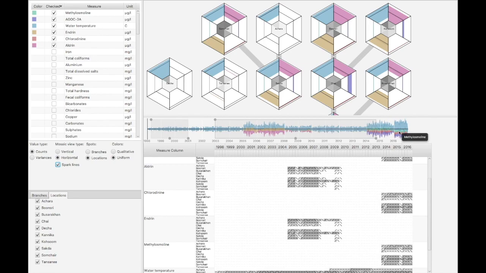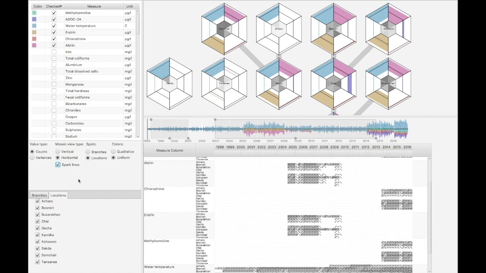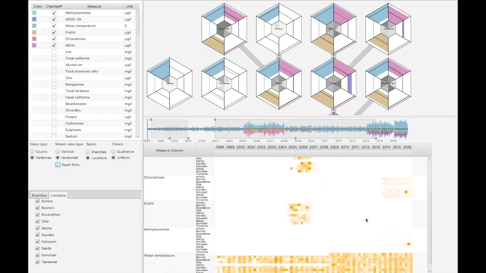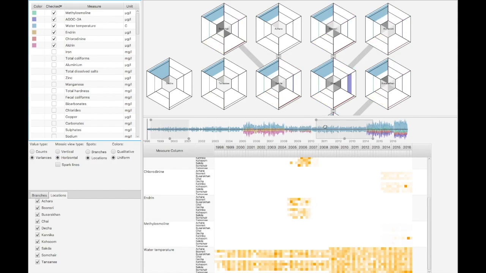Since we are interested in methyl osmoline, we have a deeper look at the variances this measure holds. Some prominent peaks can be found in the mosaic view. Because the chemical has only been measured starting in 2014, we adjust our time window. The crystal objects update immediately. We can now look at the values of the chemicals.